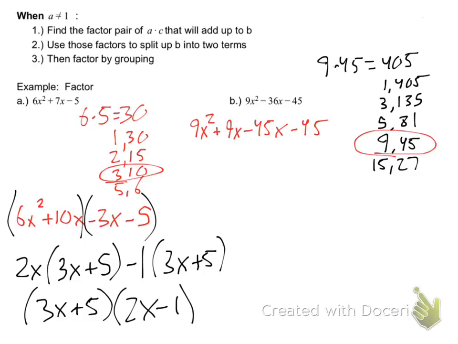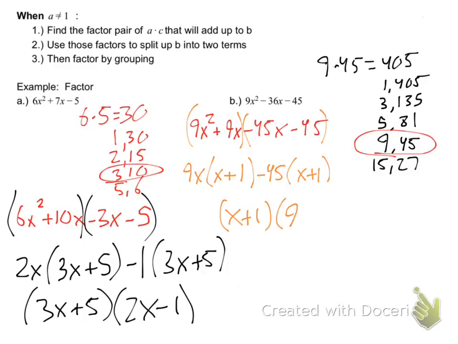Factor it by grouping. Let's group it. Get your group on. Oh, wait, I probably can't say that. What can I take out? 9x, what's left? x plus 1. Take out of the second group negative 45. Let's get x plus 1. So therefore I get x plus 1 times 9x minus 45. Are we done?